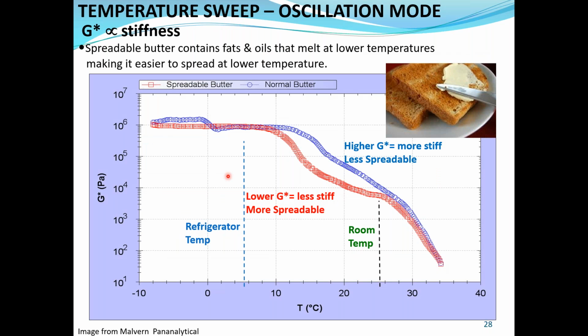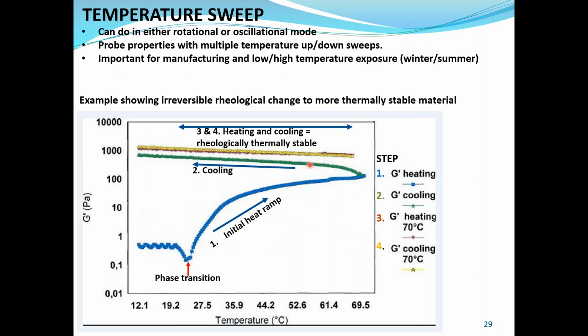Oscillation studies using a temperature sweep can also be very helpful. This could be done in rotational mode too. But again, complex modulus is proportional to stiffness. Using butter here, two different kinds of butter. One was designed to be more spreadable than the other by adding some fats and oils. In this case, as we go from refrigerator temperature to room temperature, the butter with the added oils and fats was more spreadable, and that's demonstrated by having a lower complex modulus. It's less stiff.